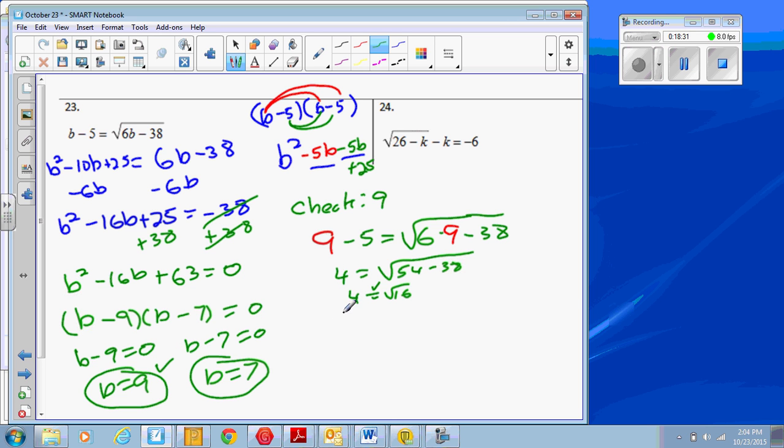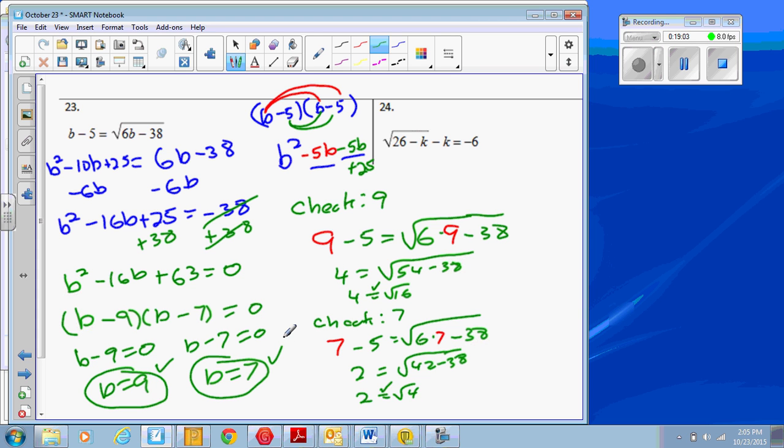Now I'm going to check 7. That's going to be, just replace the b's with 7. 7 minus 5 equals the square root of 6 times 7 minus 38. 7 minus 5 is 2 equals the square root of 42 minus 38. 2 equals the square root of 4, and that's correct also. So there are two solutions to this problem.